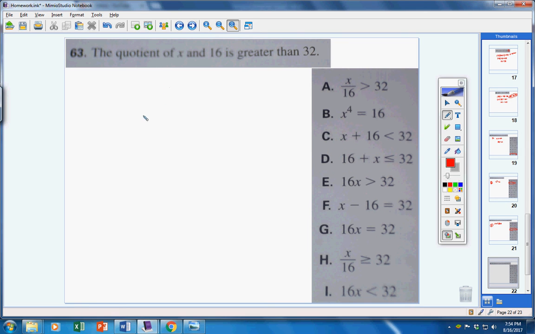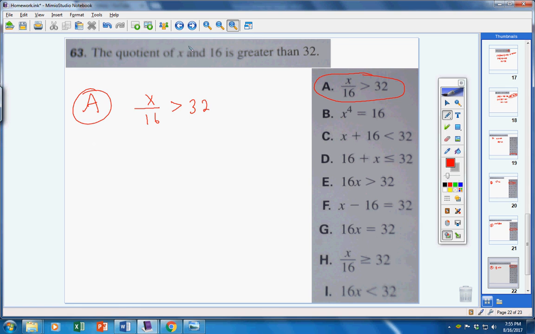63. The quotient. That means we're dividing, so put a fraction bar. What are we dividing? X and 16. Let's go over that again. The quotient. So we know we're dividing, so a fraction bar. The quotient of x and 16 is greater than 32. So x over 16 is greater than 32. There it is. Letter A.